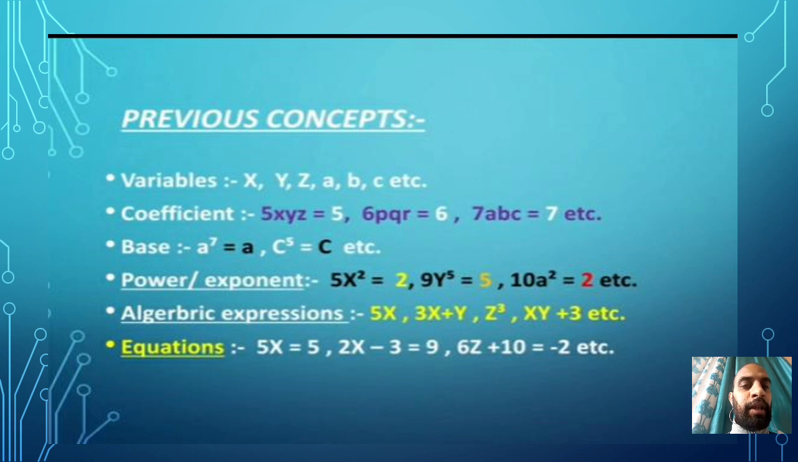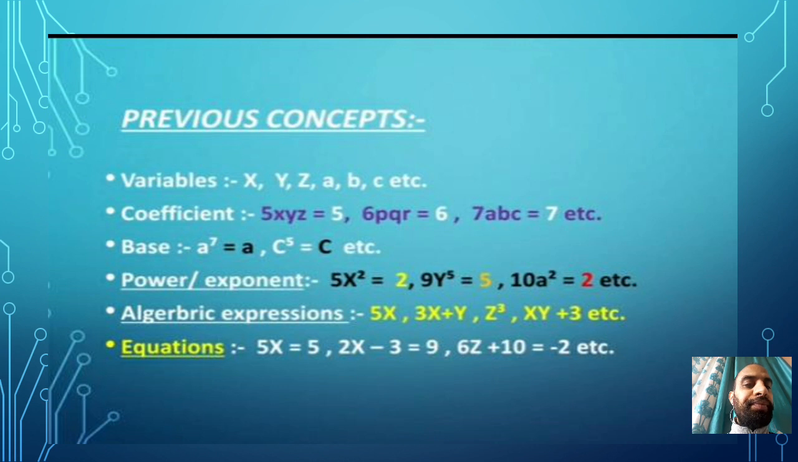Next is base. In base, something is written in the form of a power or exponent. Like a raised to power 7. Here a is the base and 7 is the power. Here a is multiplied 7 times. Next, c raised to power 5. Here c is your base and 5 is your power. Next you can say power or exponent. So here 5x raised to power 2. This 2, written over the x, is the power or exponent. Next, 9y raised to power 5. Here 5 is your power or exponent. In the last case, 10a raised to power 2. 2 is your power.